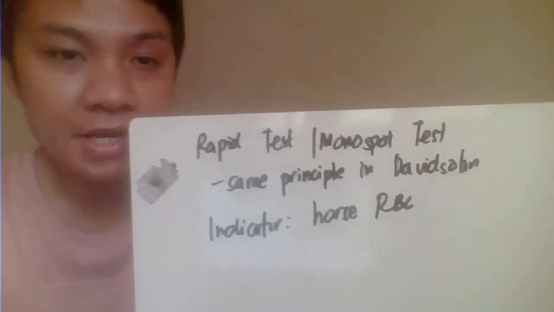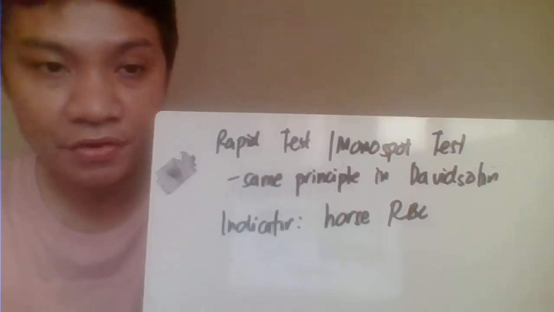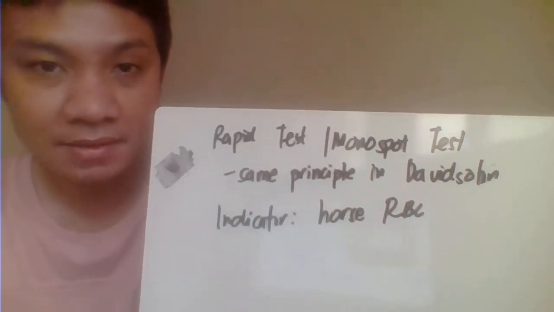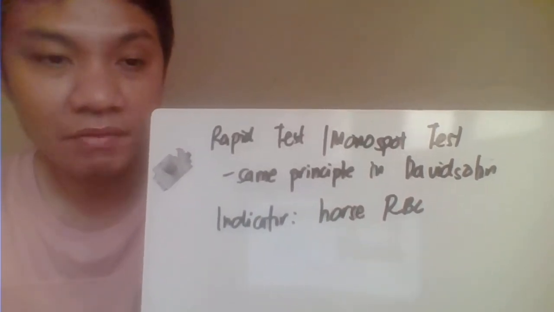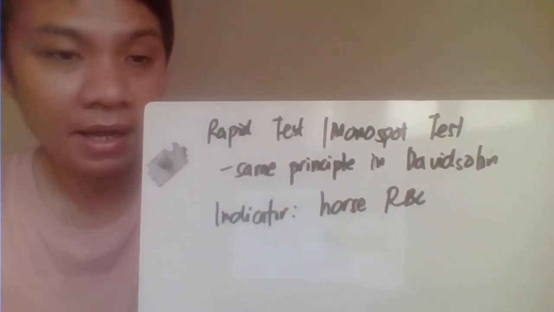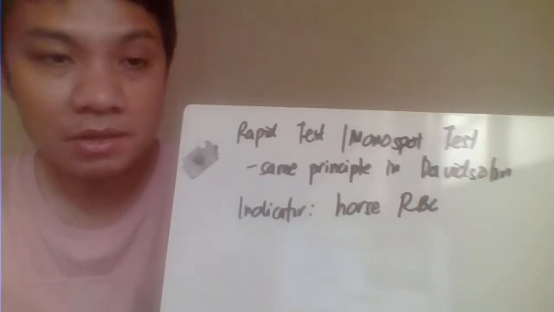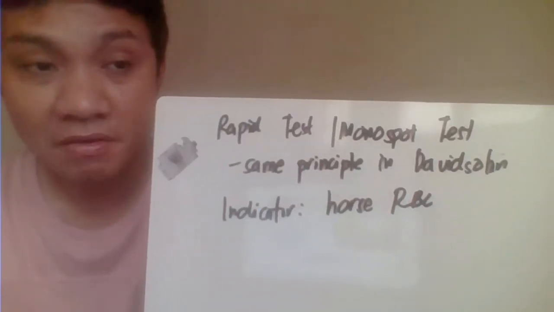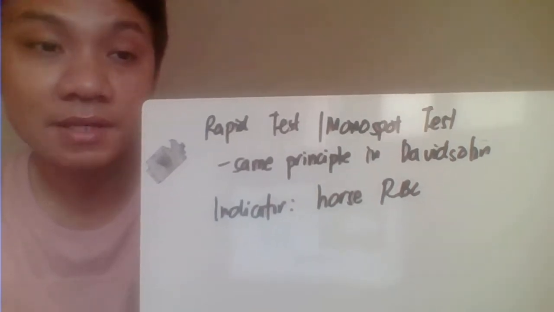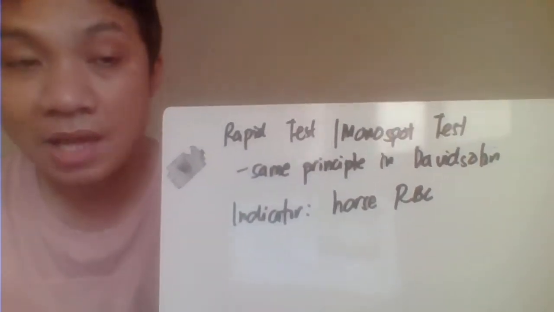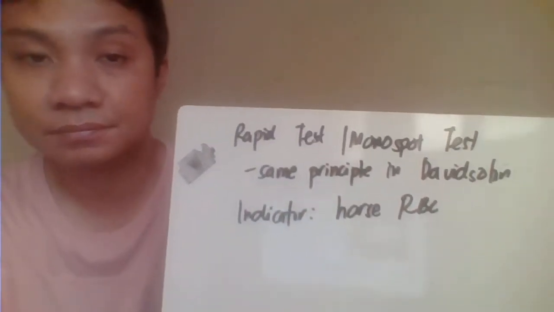Then we have also here the rapid test for detection of your heterophile antibody. So we have your monospot test. The monospot test will have the same principle as your Davidson, only that ang pinagkaiba ang indicator cells na ginagamit. Indicator cells here would be horse red blood cells instead of the sheep red blood cells being utilized in your Davidson differential absorption test. Same test result pa din naman sila.